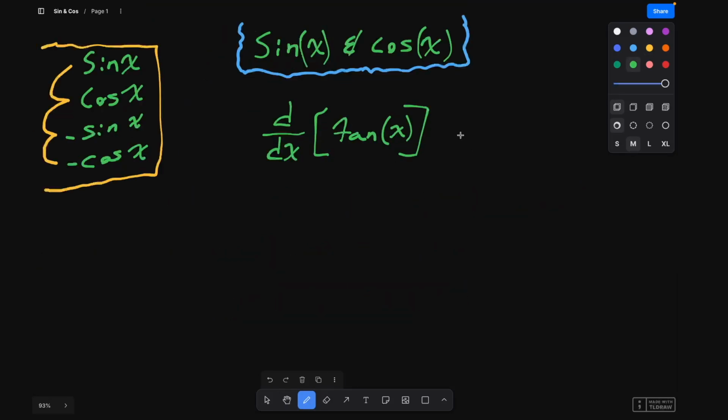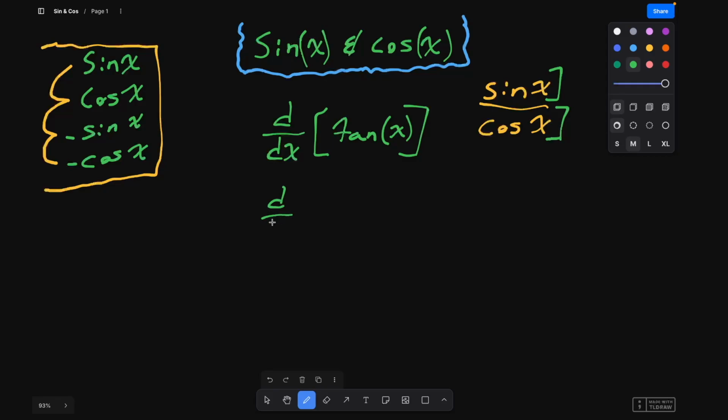What if we wanted to take the derivative of tangent of x? Well, this goes back to why we started with derivatives of sine and cosine, because using our trig identities, we can write tangent x as sine x over cosine x. We don't know how to take the derivative of tangent x, but we know how to take a derivative of sine x and cosine x.